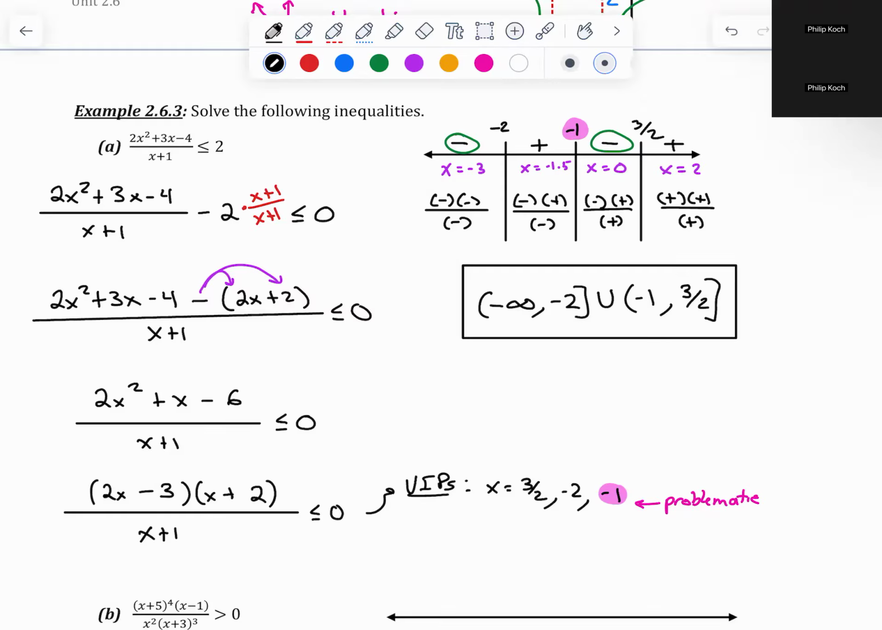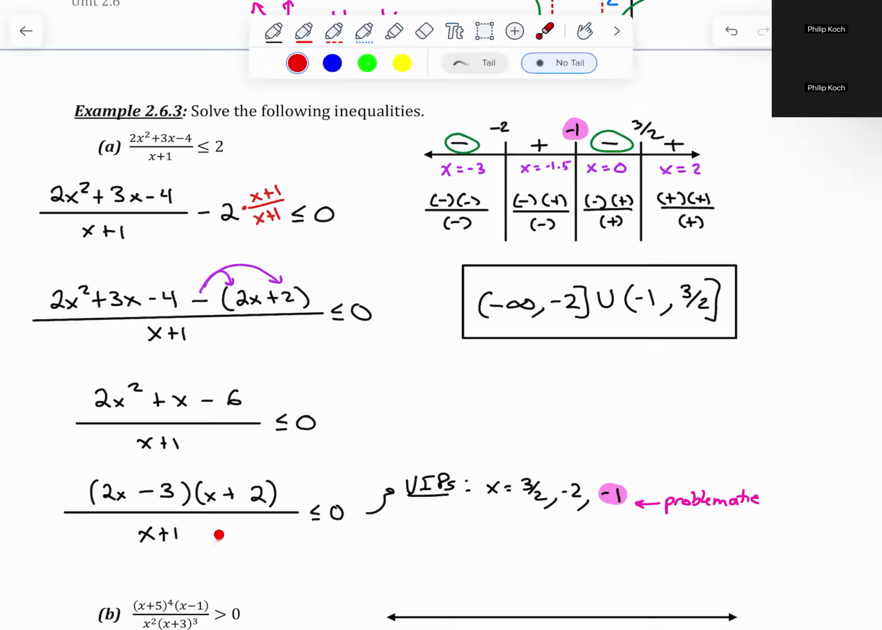So when you do that, you get 2x squared plus 3x minus 4 over x plus 1 minus 2, but that can't be factored yet because you need a common denominator. The common denominator here being x plus 1. So I'll multiply the 2 by what it's missing, which is the x plus 1 over x plus 1. Doing the algebra to simplify, that brings you down to (2x minus 3) times (x plus 2), all divided by x plus 1, is less than or equal to 0.